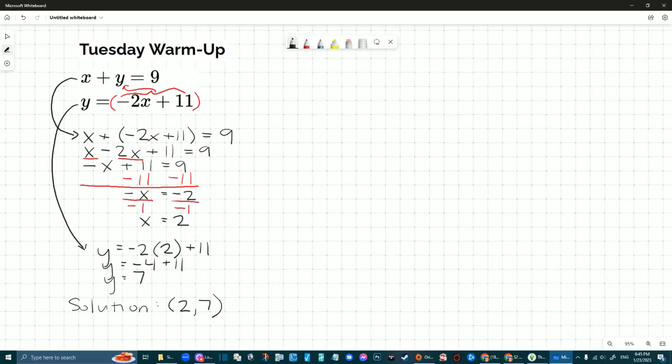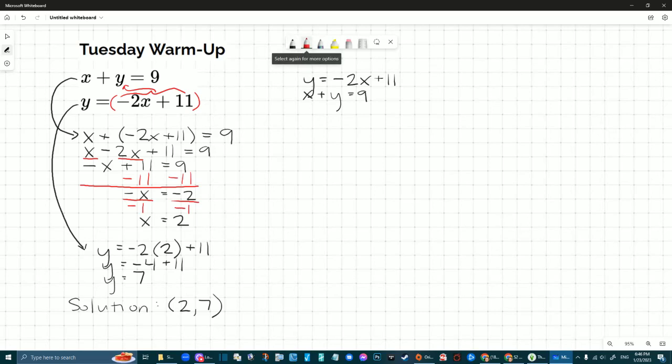There are two more ways that we can do this equation. We know that the second equation is already in slope-intercept form, y equals negative 2x plus 11. If I can take this first equation, x plus y equals 9, and write it in slope-intercept form, then I can use one of my other two methods. So we want to take this equation and write it in slope-intercept form.